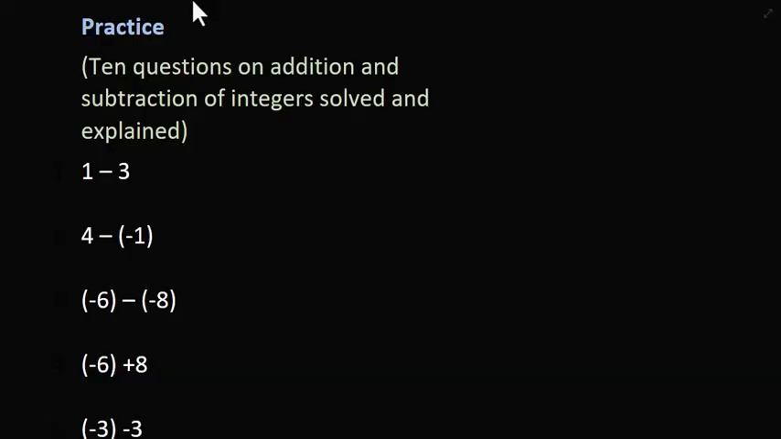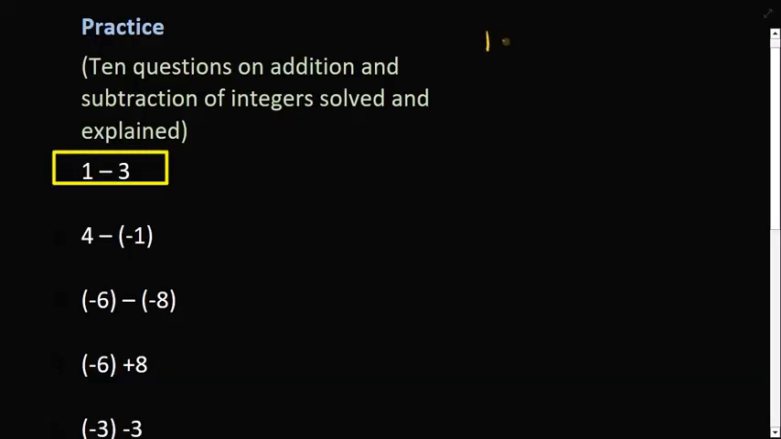First question here says 1 minus 3. The sign of 1 here is plus and the sign of 3 here is minus. This is because the sign of a number is the sign in front of it to the left, and to the left of 1 we do not have a sign, which simply means it's a positive value, and to the left of 3 we have negative.